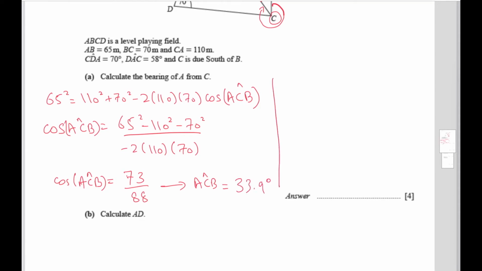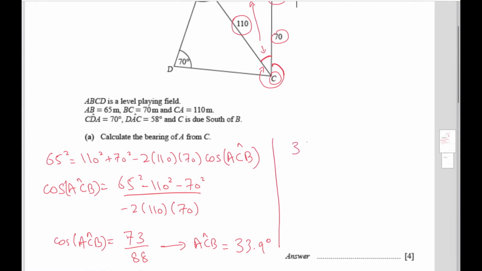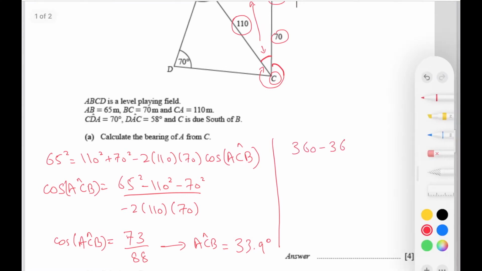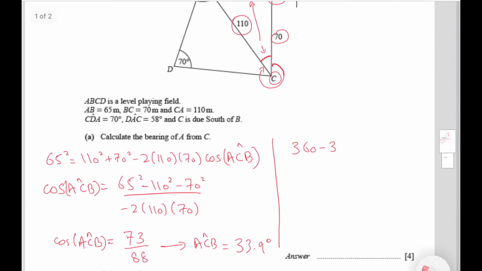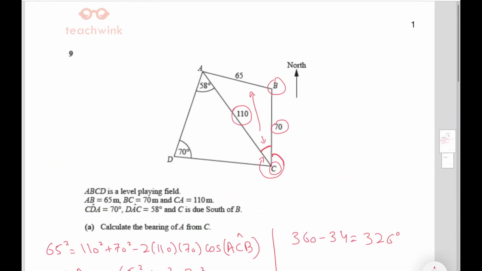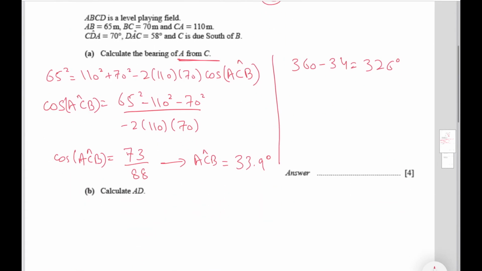Now if we subtract this angle from 360, let's do that first. That's not 36, it's 33.9, or let's say it's 34 to make things simpler. We end up at 360 minus 34, we get 326 degrees, which is the bearing of A from C. So we write our answer over here, 326 degrees.